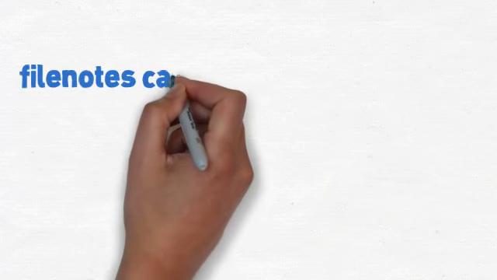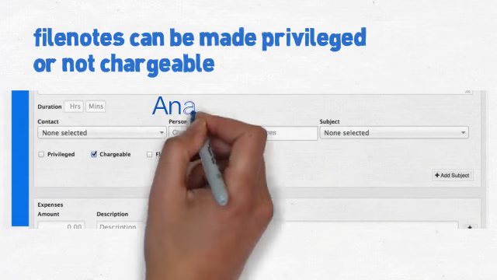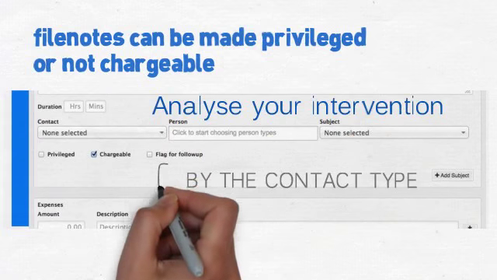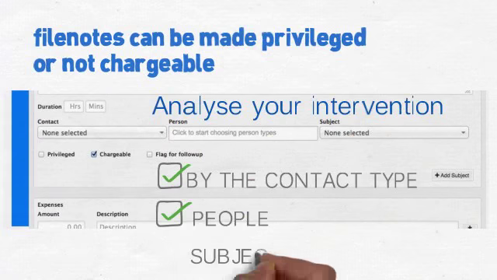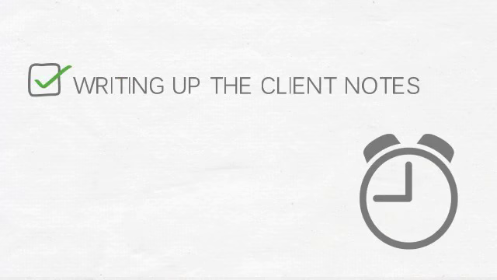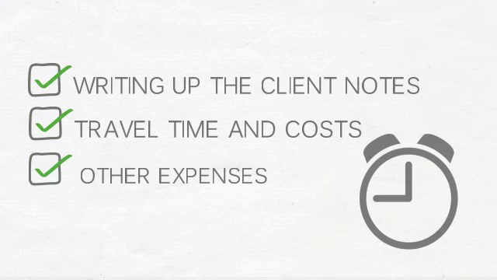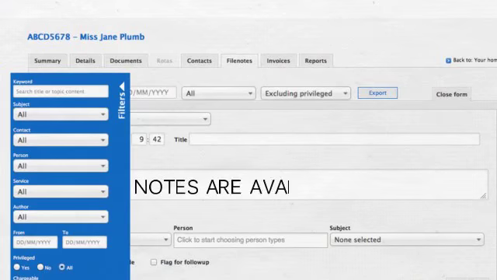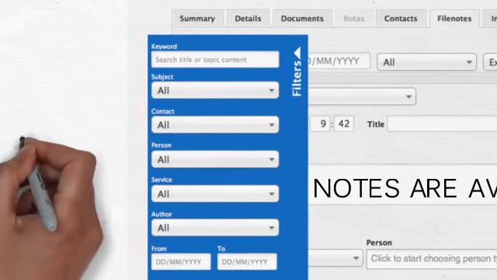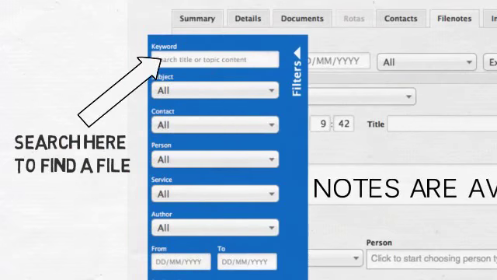You can make a file note privileged or not chargeable, and you can also add in codes so you can analyse your intervention by the contact type, by the people involved, and by the subject of the intervention. Then you make a note of any time spent writing up the file notes, travel time and costs, and any other expenses. All your notes are immediately available, so if after several years someone asks about a particular visit or medication, pop in the search term and the file note will pop up.